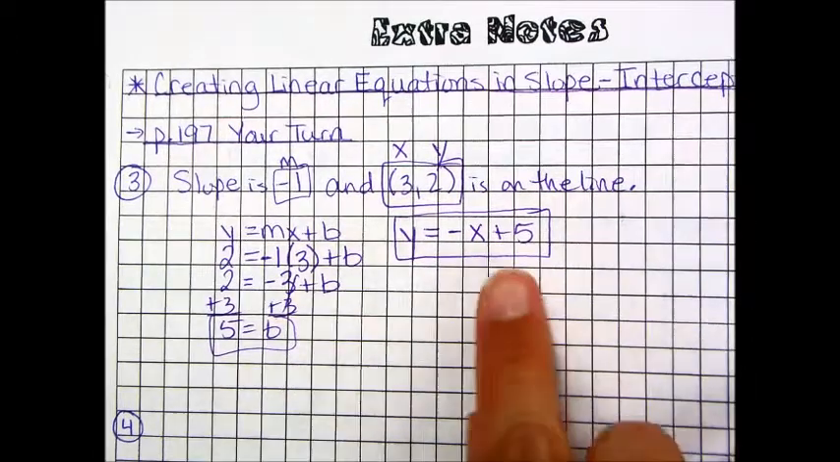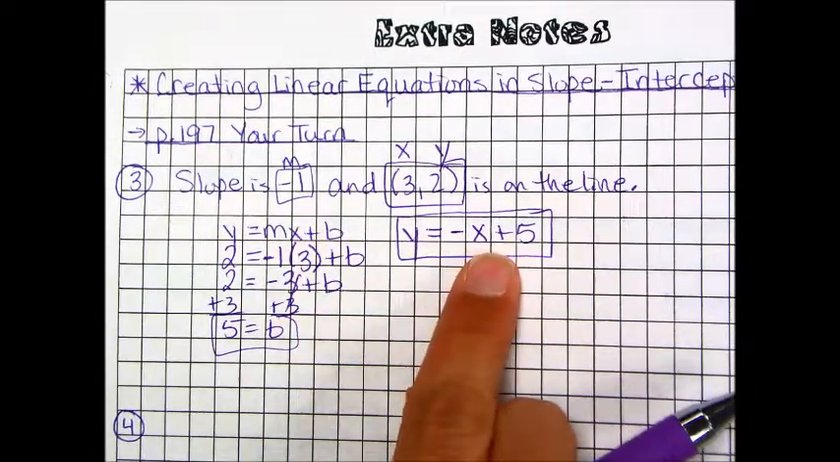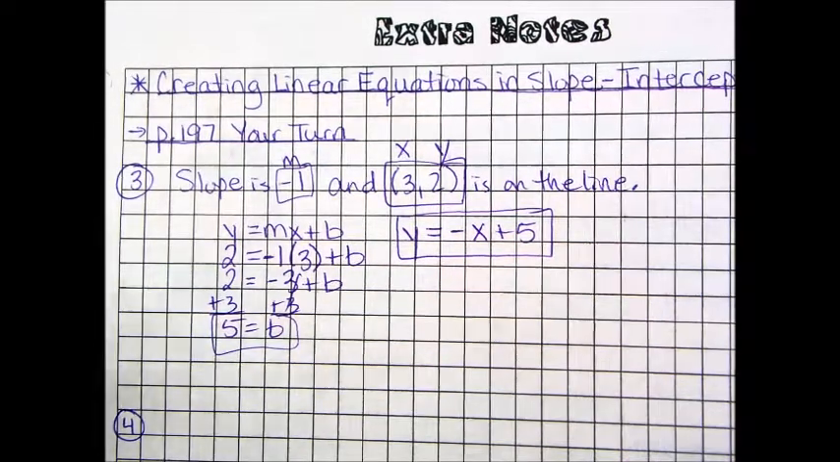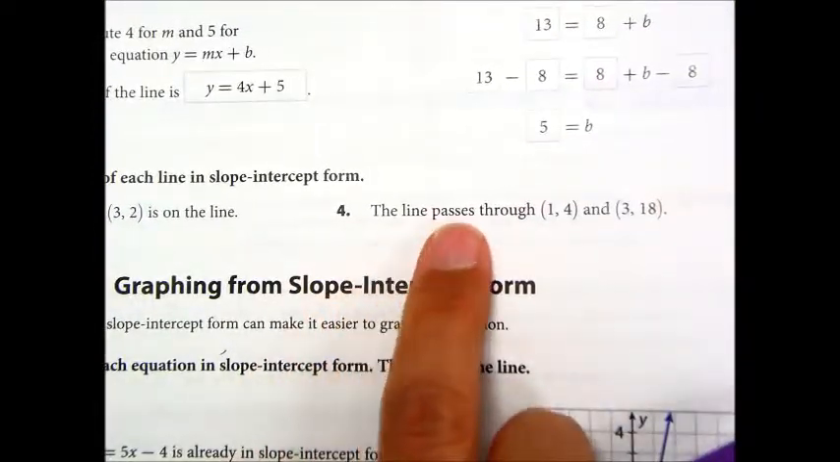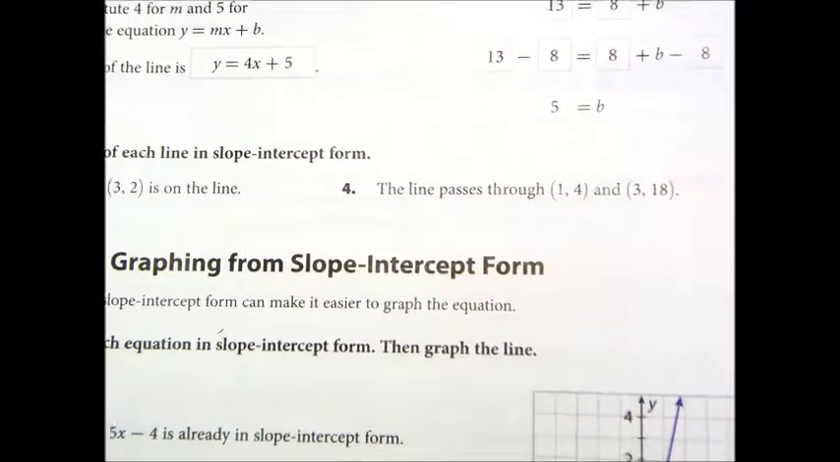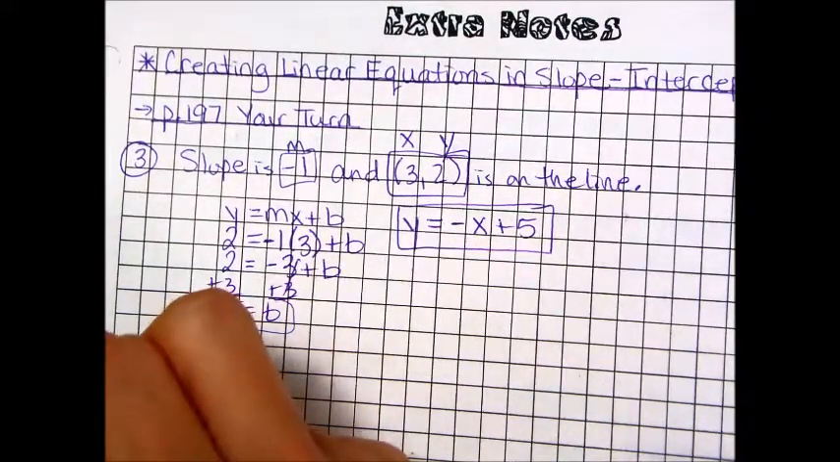So what you're going to notice is that I put -x instead of -1x because we don't truly need the -1 right there. So let's try again. If we look at example 4, they give us a different piece of information. In example 4, they just tell us, hey, your line passes through 1, 4, and 3, 18. So they give us 2 points instead. So I'm going to write a note here.